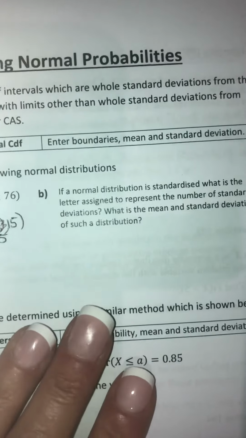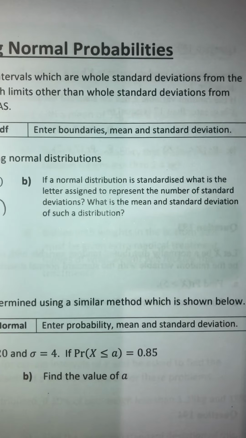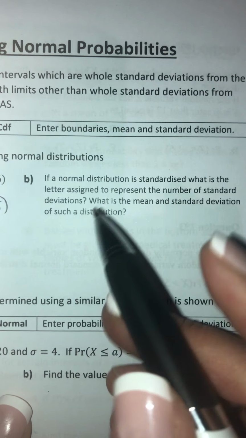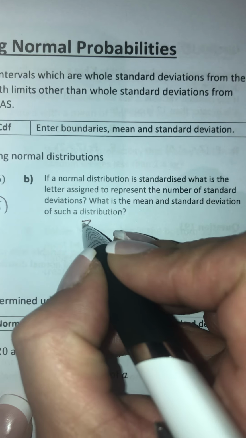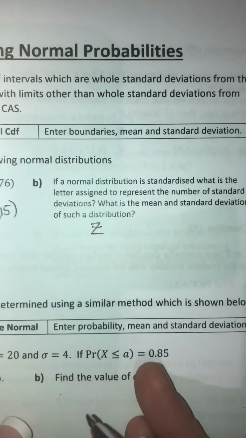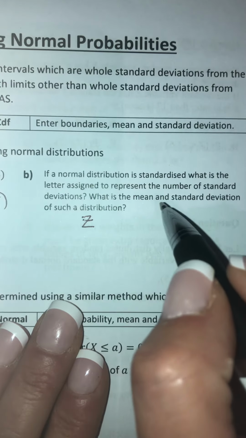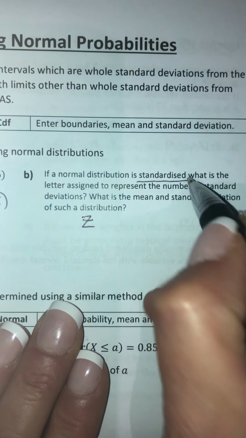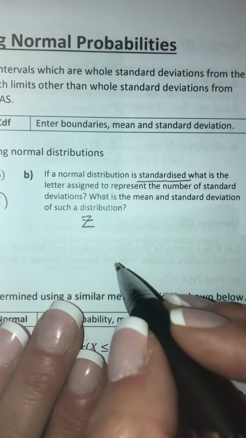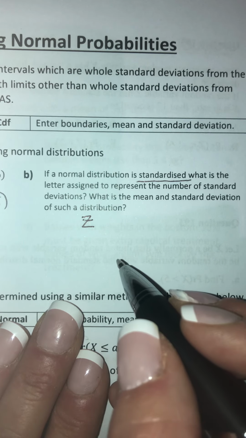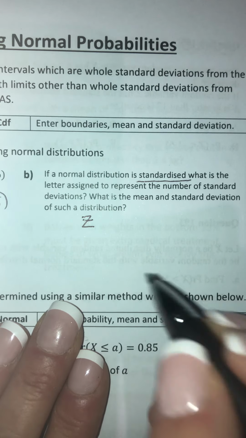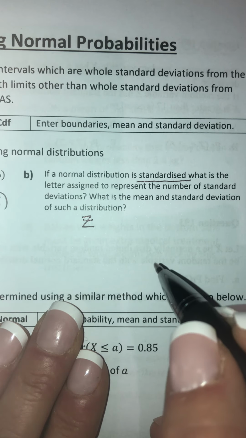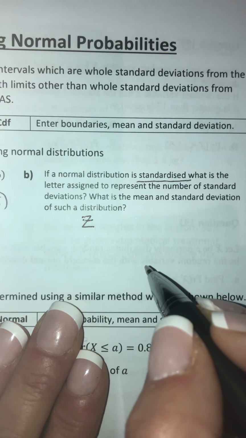All right, so second to that, if a normal distribution is standardized, what is the letter assigned to represent the number of standard deviations? Hopefully you're all yelling at the screen going, it is Z. We've had a look at that. And what is the mean and standard deviation of such a distribution? So we're talking about when we standardize everything. So that means we pull into place your marks in year 12 as compared to the people in your class.